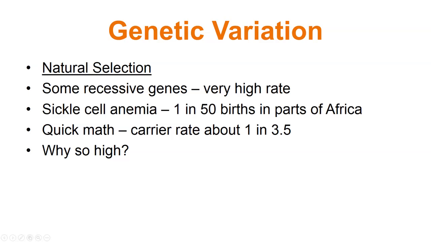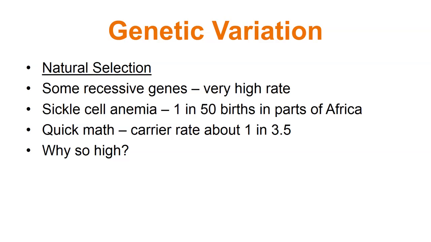You'll see sickle cell anemia in some parts of Africa in about 1 in 50 births. So I'll use my Hardy-Weinberg. That's close to 49, right? So 1 over 49, we'll take the square root, is about 1 over 7. Multiply that by 2. 2 over 7 are about 1 in 3.5. That's just a quick rough estimate. About 1 in 3.5 people would be carriers in that instance. That's a very, very high rate.